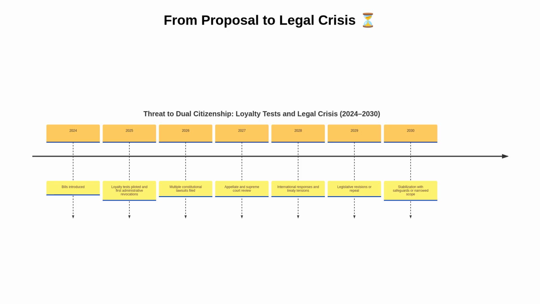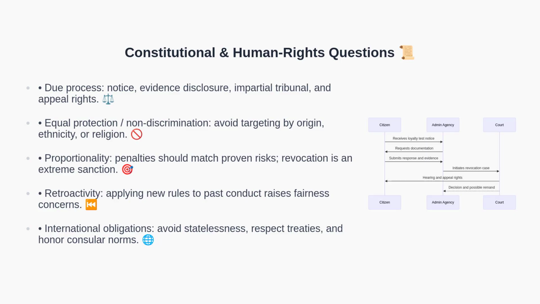With that trajectory in mind, let's examine the constitutional and human rights questions. Key constitutional and human rights issues include due process, such as timely notice, access to evidence, impartial adjudication, and appeal rights. Equal protection considerations require that programs not discriminate based on national origin, ethnicity, or religion. Proportionality demands that sanctions correspond to proven risks, recognizing that revocation is an extraordinary measure.